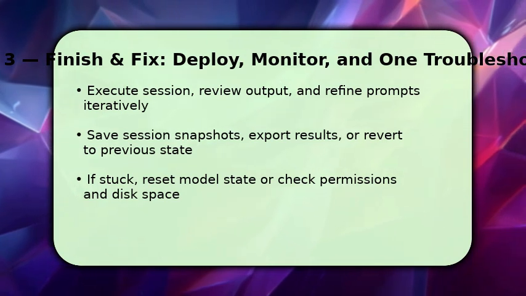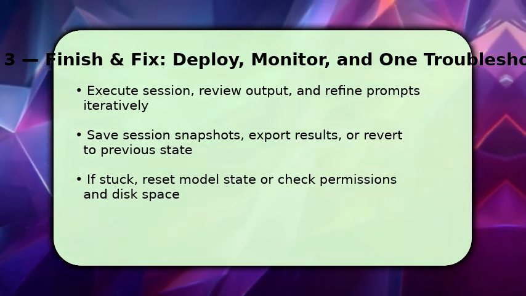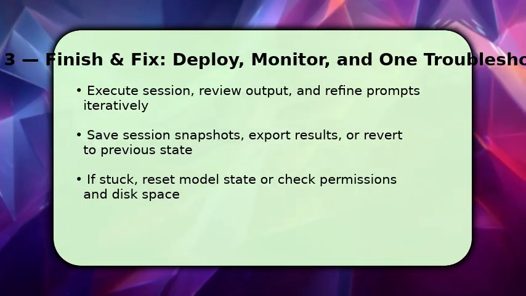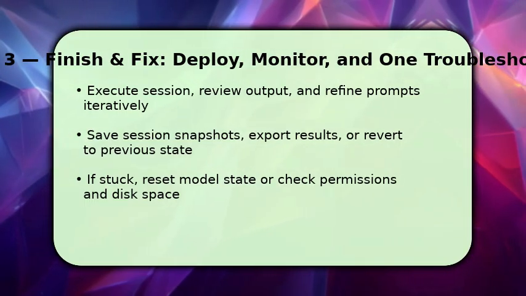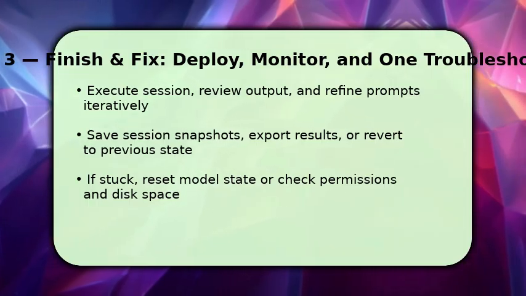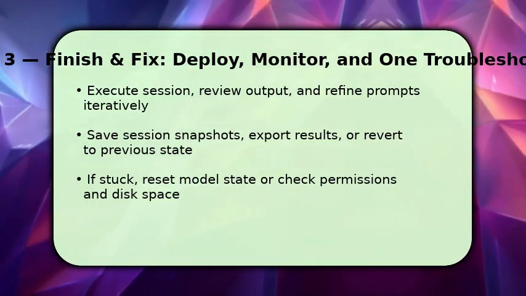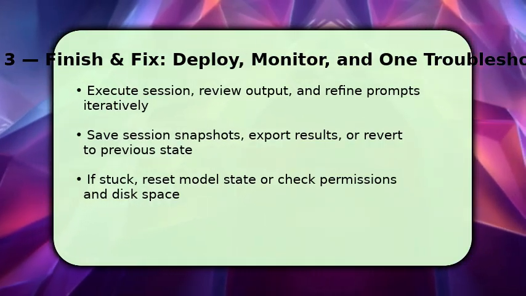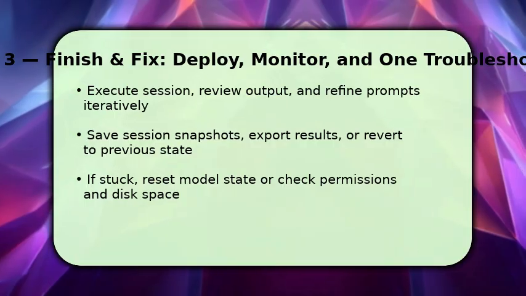Once satisfied, save session snapshots and export results, or revert to a prior state if a change breaks flow. If results stall or quality drops, reset the model state and rerun the prompt. Make sure permissions remain enabled and that you have enough disk space for local models. These are the most common fixes if the app fails or becomes unreliable.